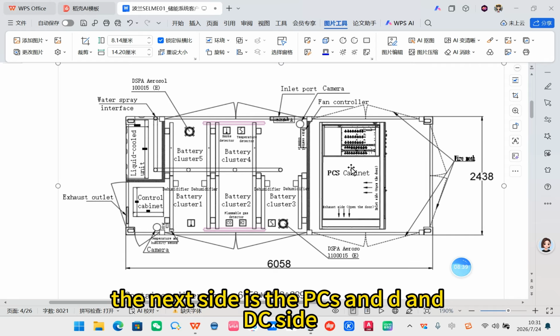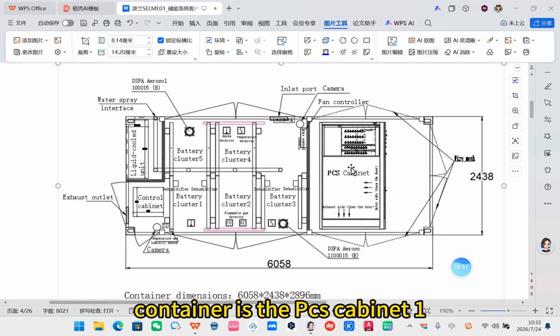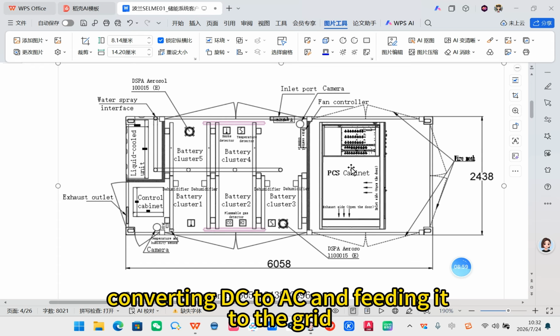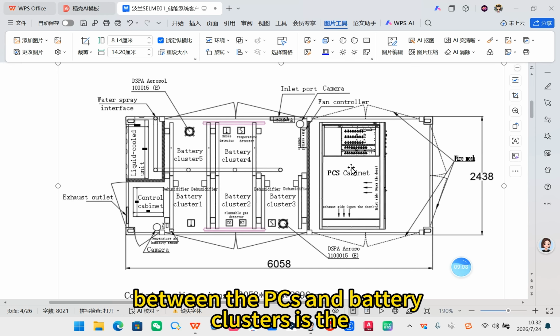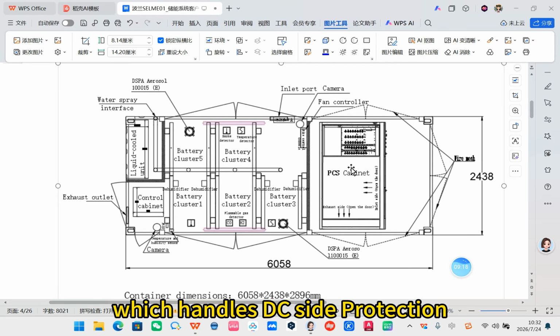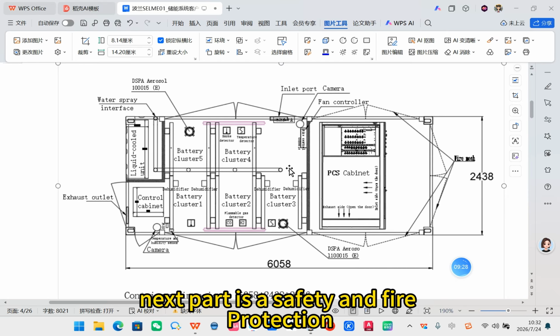The next side is the PCS and the DC side. On the right side of the container is PCS cabinet 1, the power conversion system cabinet, responsible for converting DC to AC and feeding it to the grid. Between the PCS and the battery clusters sits the DC distribution or DC-DC module, which handles DC side protection, measurement, and disconnection.